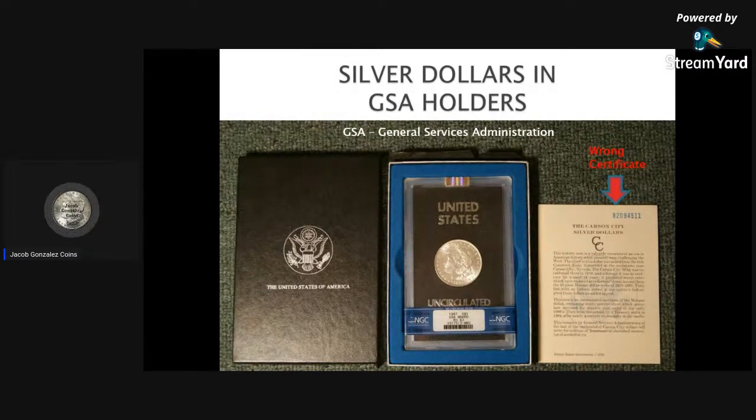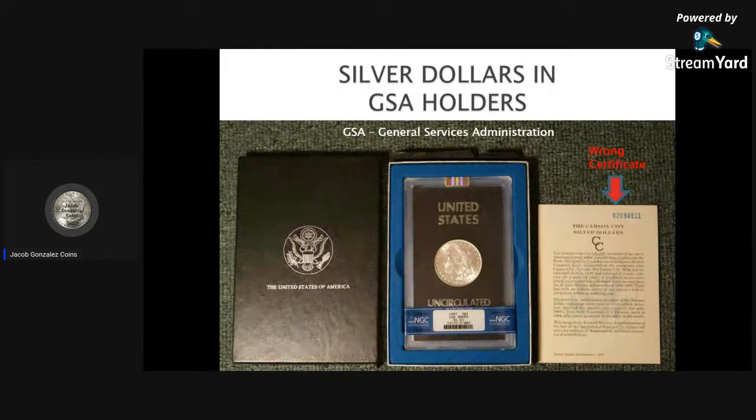They would match the last two numbers. So 87 would have to be the first digits on this barcode, but instead it was 82. So you know that is the wrong certificate. Remember guys, if you're ever buying these coins, make sure to buy them with the certificate, because that is not the certificate that goes with the coin.